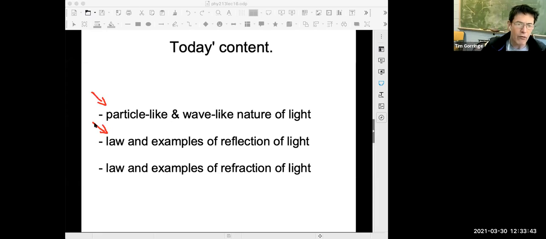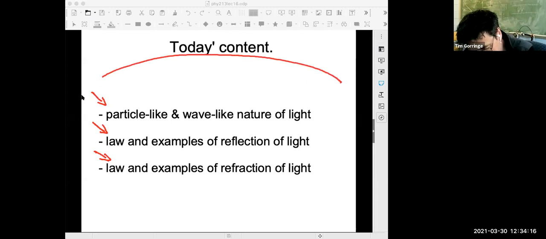And we're going to talk about reflection of light. That's a fundamental property of light. We're going to talk about the law of reflection, and we're going to look at some examples, illustrations of reflection. And then we're going to do the same thing for what we call refraction. Refraction is the bending of light rays. We're going to talk about the law of refraction, and we're going to look at some examples and illustrations of the law of refraction. And so this is basically our content for today.